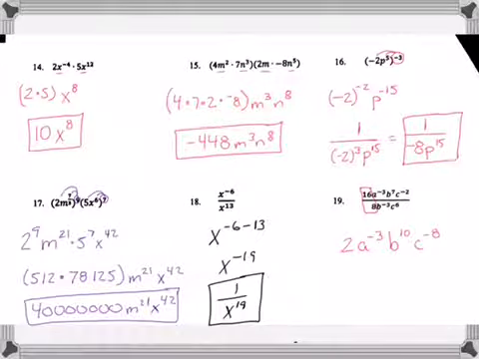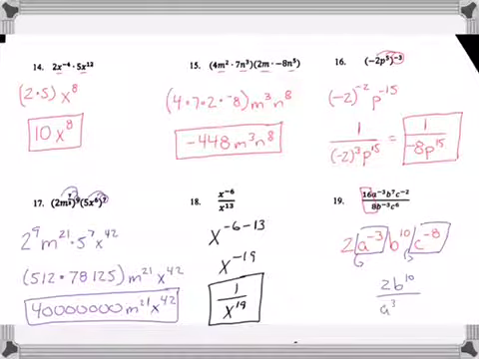So in this case, we want to go ahead and simplify as best we can. Well, we don't want negative exponents. So the a to the negative 3rd and the c to the negative 8th have to move. So we've got 2b to the 10th over a to the 3rd, c to the 8th. And this becomes our final answer.